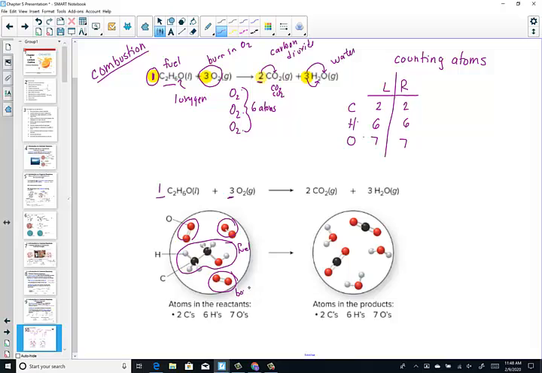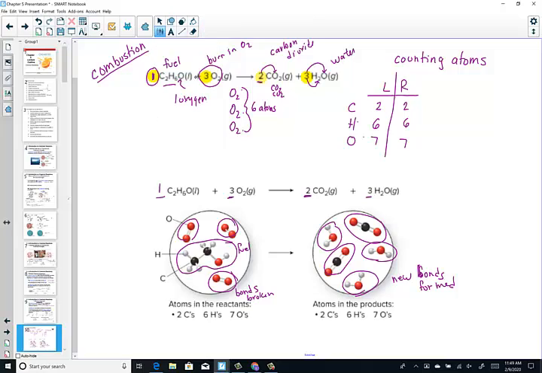Now notice, bonds broke on the reactant side, and new bonds formed, creating new compounds. So the very definition of bonds breaking and new bonds forming is a chemical change. We had 2 molecules of CO2 form. We had 3 molecules of water, 3 H2Os. But when we're balancing equations, we're counting individual atoms. Let me model for you what I mean.